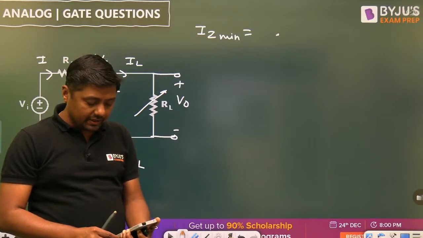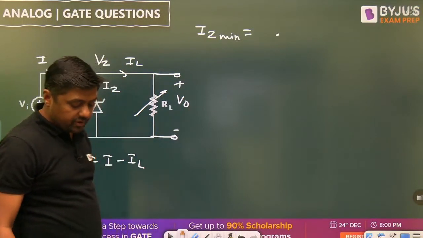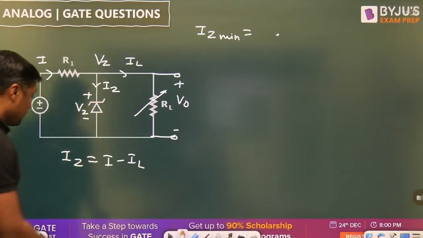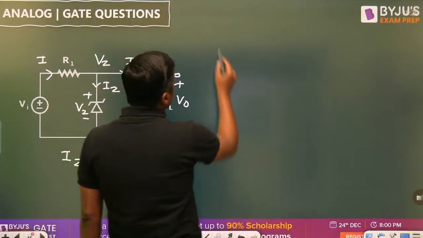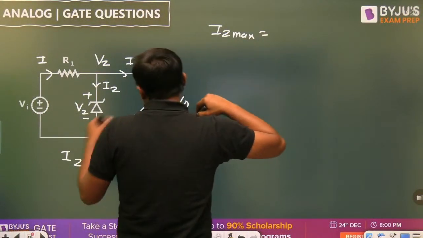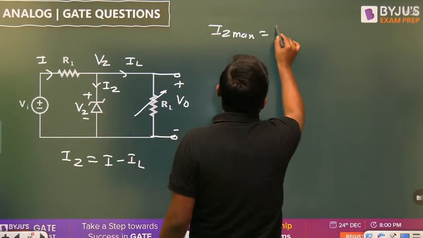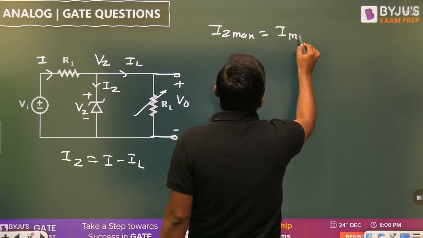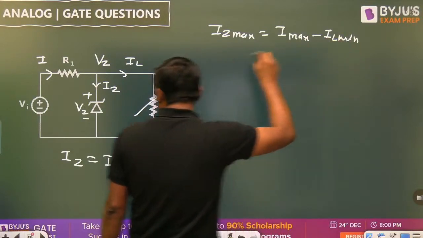Already solved, and second time, third time, no problem. These all are authentic questions, previous year questions. Now, how are we going to find the IZ maximum? Every time when we are solving, we get some new concept because it is a standard diagram. So IZ maximum means what? I maximum minus IL minimum. This is a very simple concept.